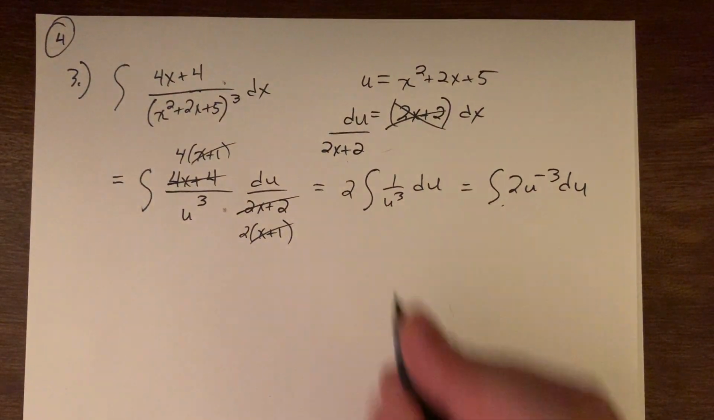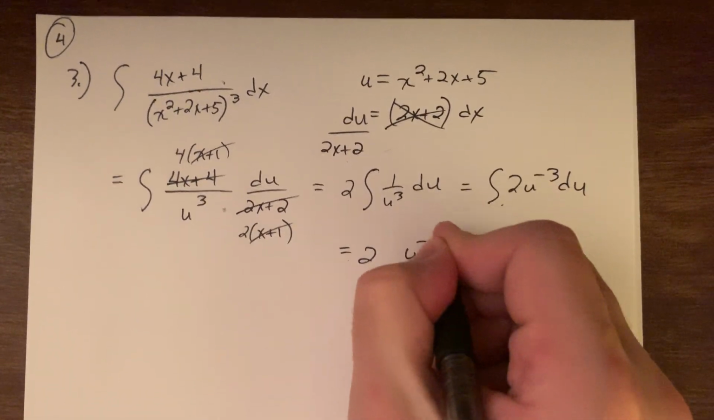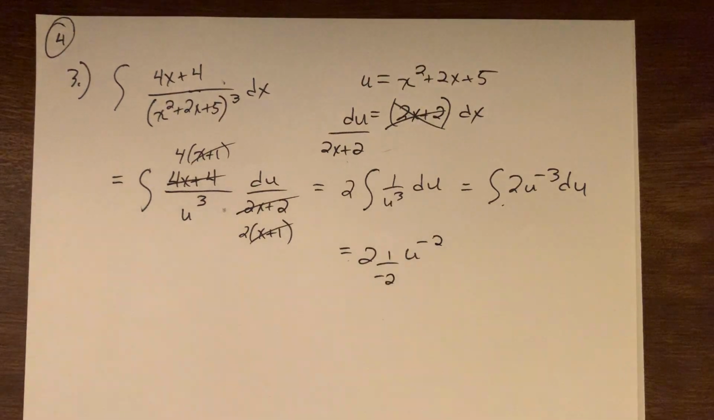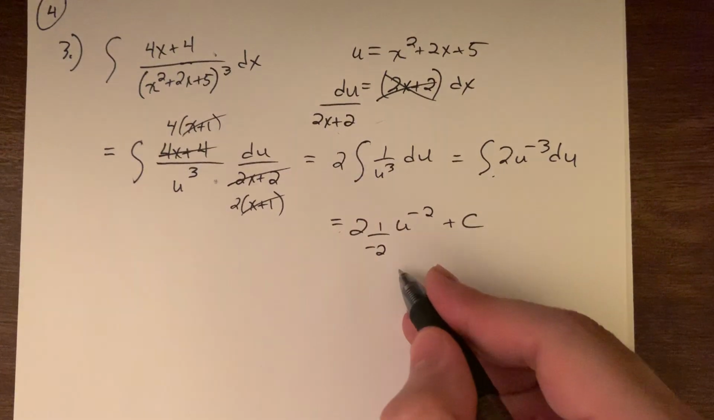Now I've got a nice u to the n. The 2 still pushing along. Add 1 to the exponent. Divide by that new exponent. Plus c. And now, just nice coincidence, those cancel.